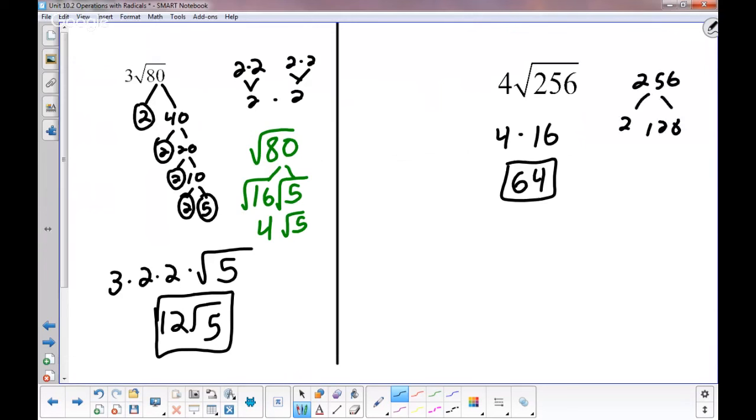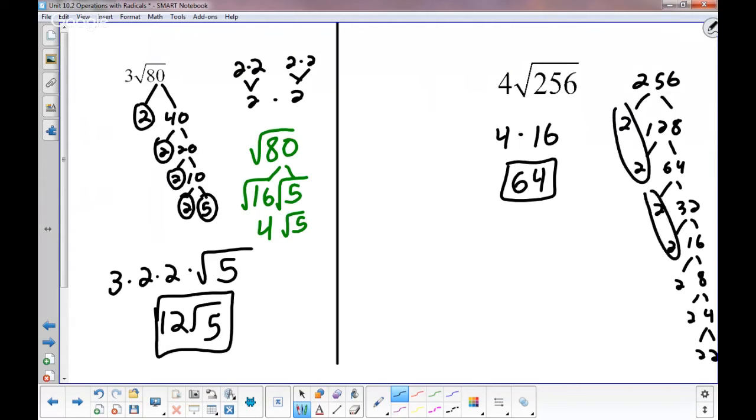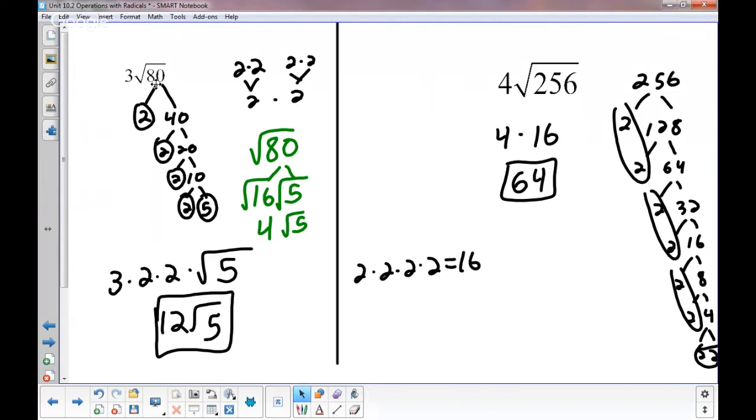Again, if you were unsure about the 256, you can break it down. 2, and that's 128. 2 and 64. At that point, you should go, I know 64, that's 8. But if you want to keep going, 2 and 32, 2 and 16, 2 and 8, 2 and 4, and then 2 and 2. You'll see there's a bunch of 2s. So 1, 2, 3, 4 sets of 2. 2 times 2 times 2 times 2 is 16. Either way you do it, it's fine. You get there. It just takes longer sometimes.